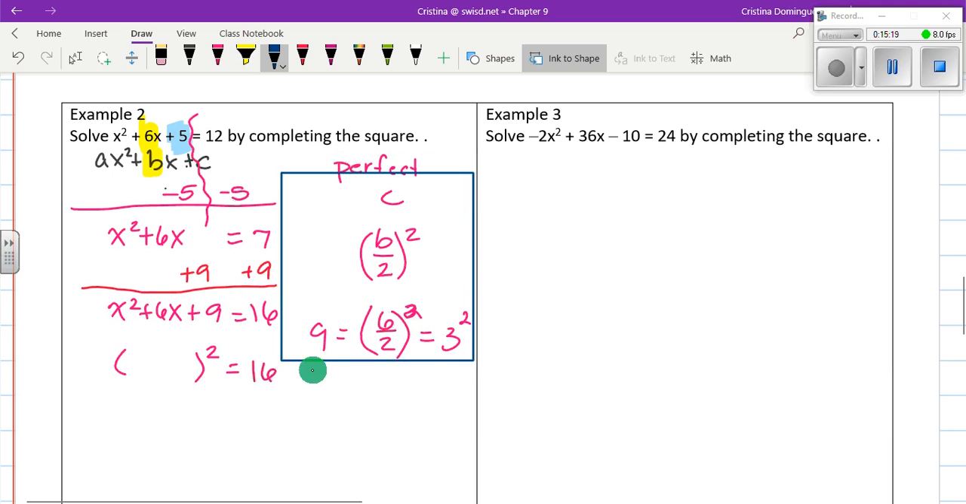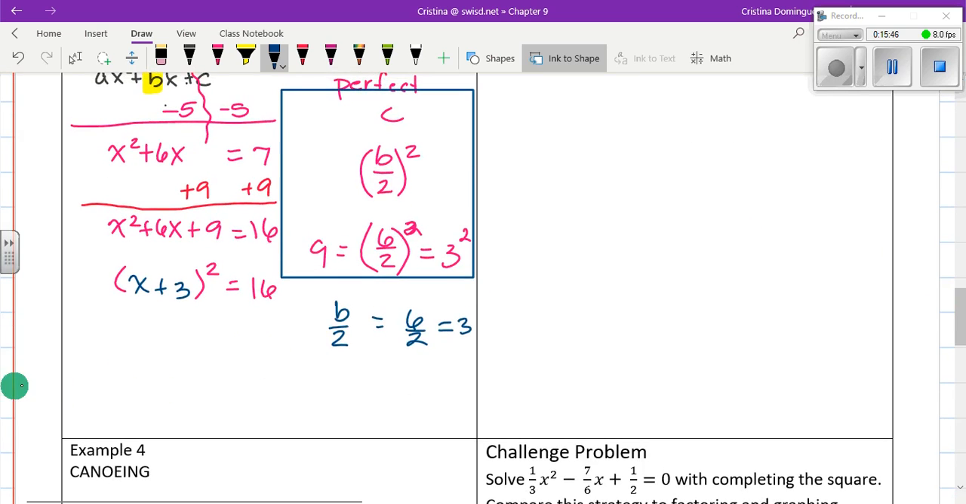So remember, in order to find the number that goes right here, I just figure out what is b divided by 2, right? I just have to take half of b. So what is half of 6? Good, 3. So all I'm going to do is take x plus 3, and that is equivalent to this. And if you need proof, let me show you. Remember, I'll just do it real quick off to the side.